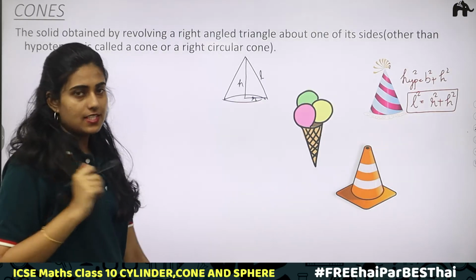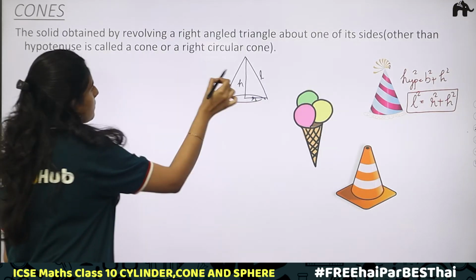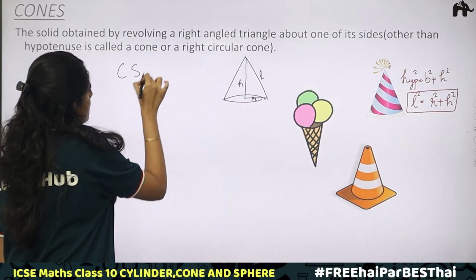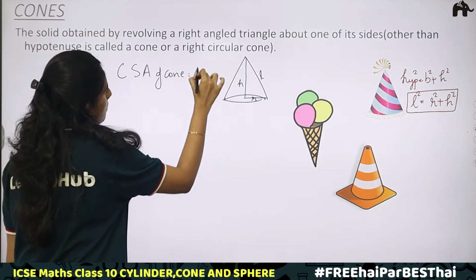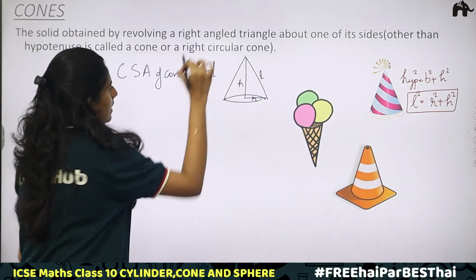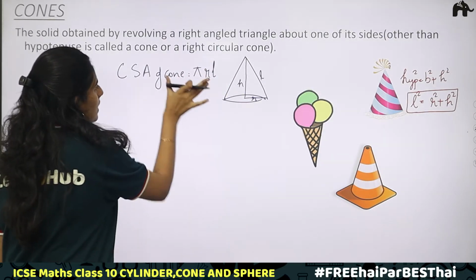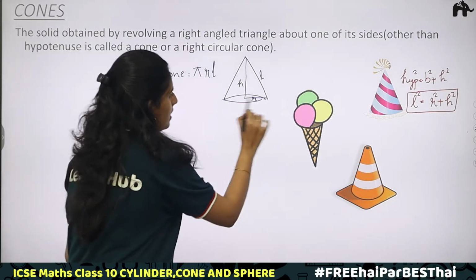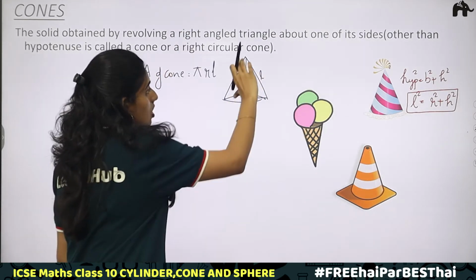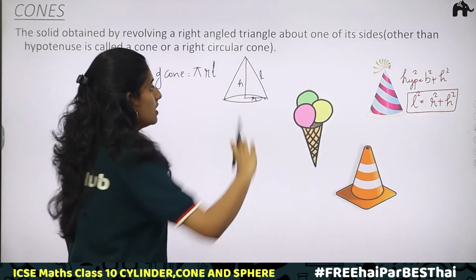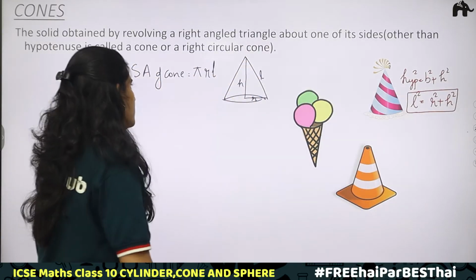To find curved surface area, we have a formula: curved surface area of cone is equal to pi r L. This is the formula to find curved surface area of cone. Pi, r radius and slant height L. Remember, it is not the height we are using here. We are using the slant height to find the curved surface area.